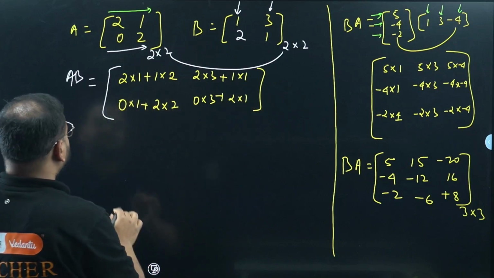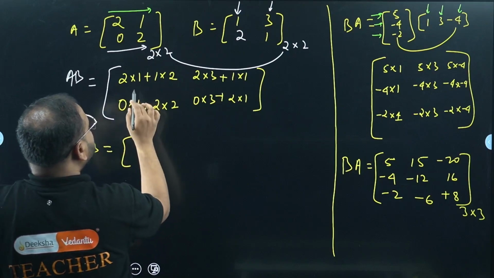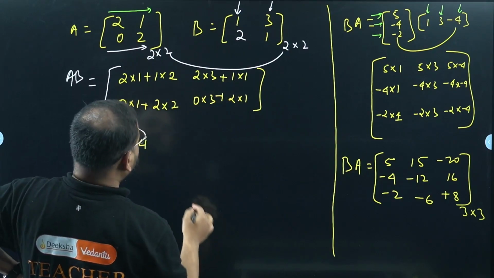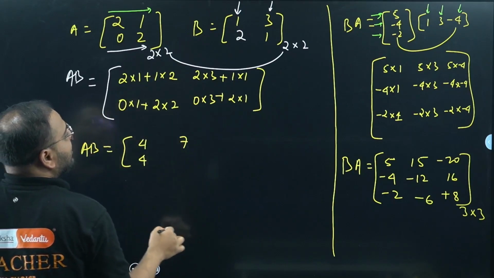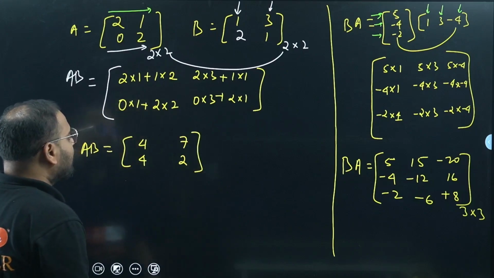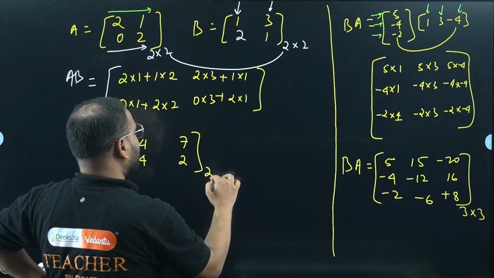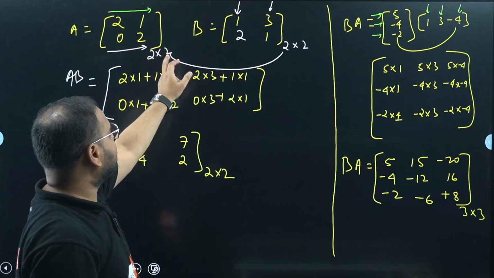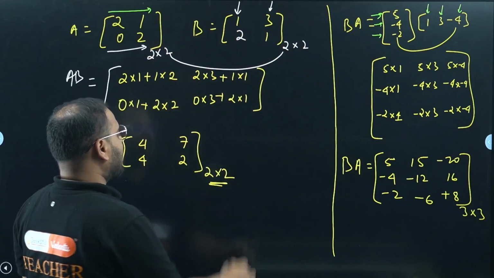Simplify this AB. 2 times 1 is 2 plus 1 times 2 is 2, so 4. 6 plus 1, so 7. This is 0, this is 4, so just 4. And 0 plus 2, so 2. The answer is 4 7 4 2. What is the order? Order is 2 cross 2. How sir? If m cross n and n cross p is there, the result is m cross p, so 2 cross 2.